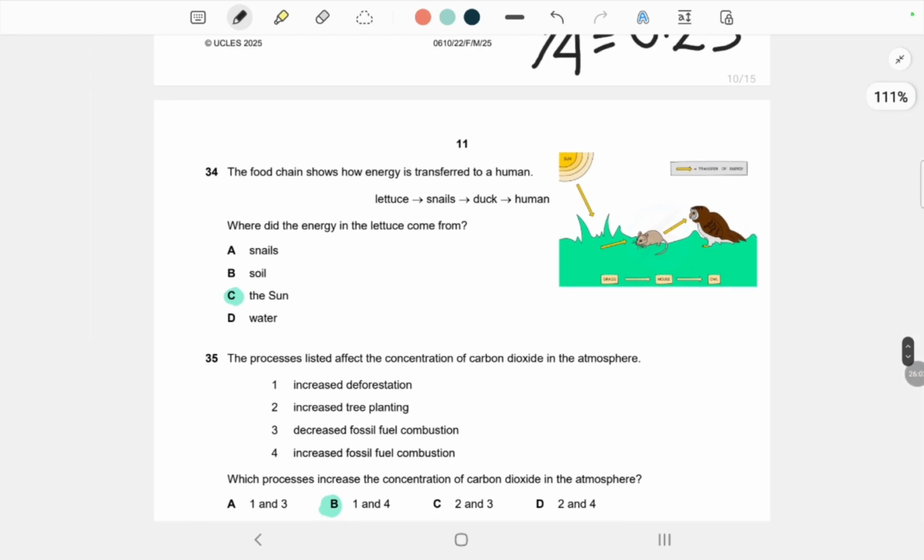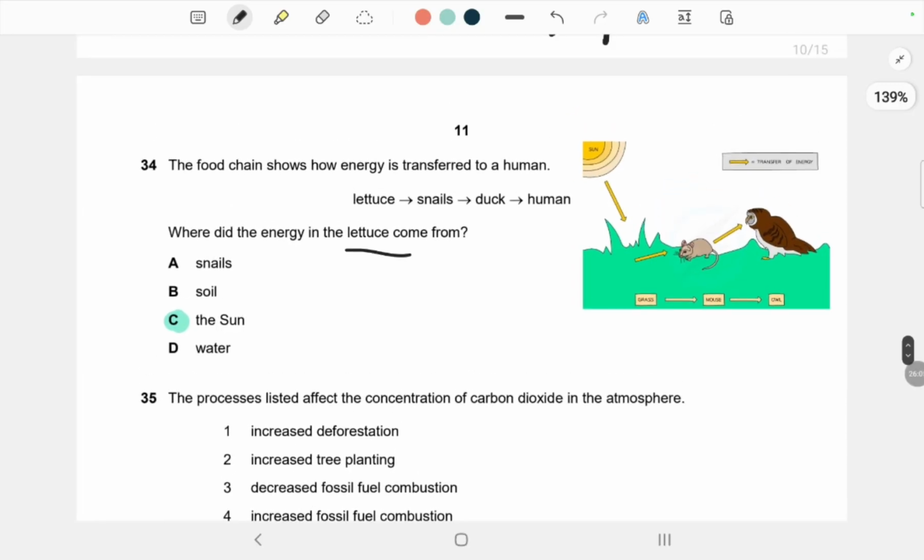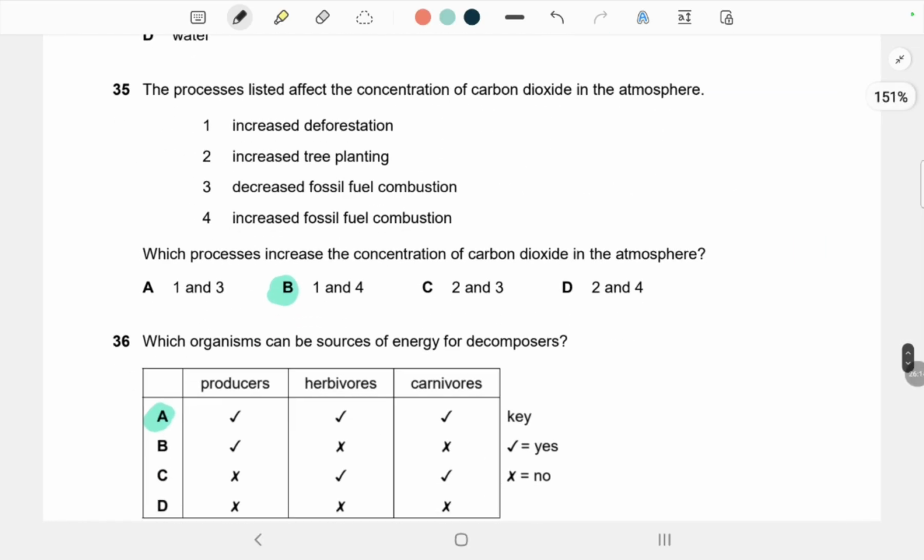Now 34, of course, the energy in the lettuce comes from the sun. And as you can see here, the sun hits the grass to provide the grass with energy to be passed to the mouse, and in this case, to be passed to the snail.